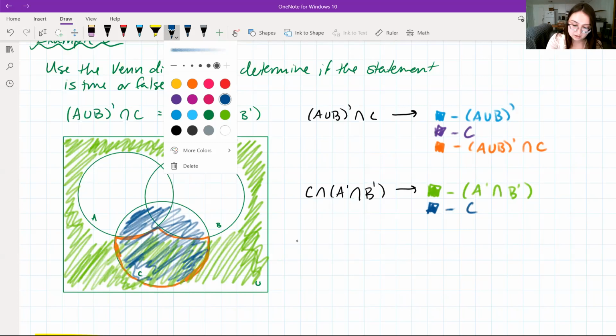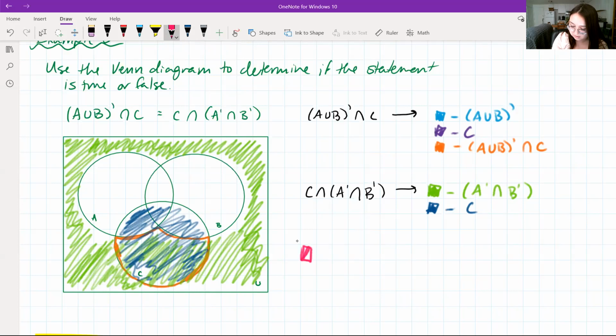So let's pick this pink. Since we obviously see that these areas are going to be equal to each other, we say that pink is going to be A union B prime intersect C, and C intersect A prime intersect B prime.